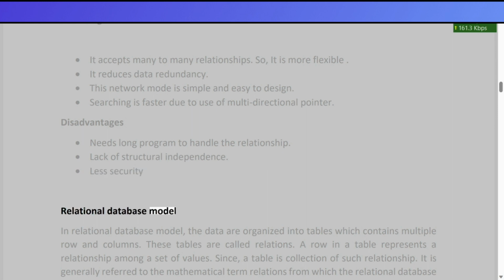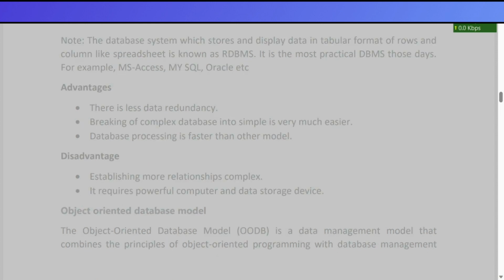Relational database model. In the relational database model, the data are organized into tables which contain multiple rows and columns. These tables are called relations. A row in a table represents a relationship among a set of values. Since a table is a collection of such relationships, it is generally referred to by the mathematical term relations, from which the relational database model derives its name. It is also known as RDBMS.